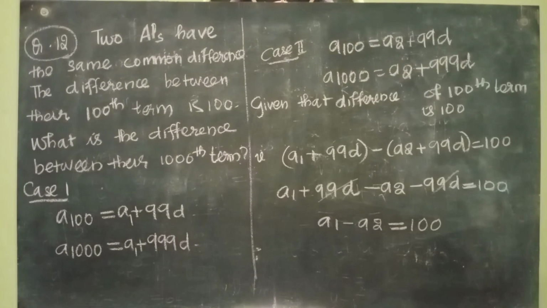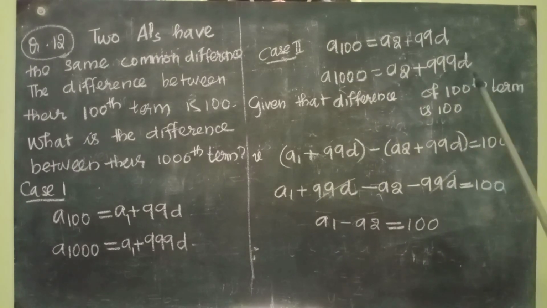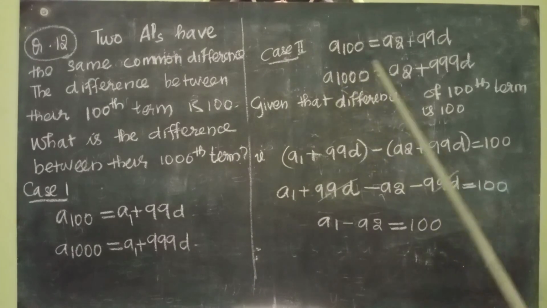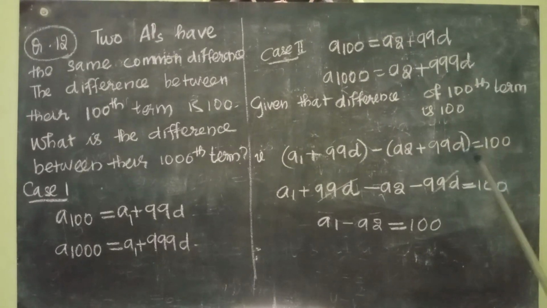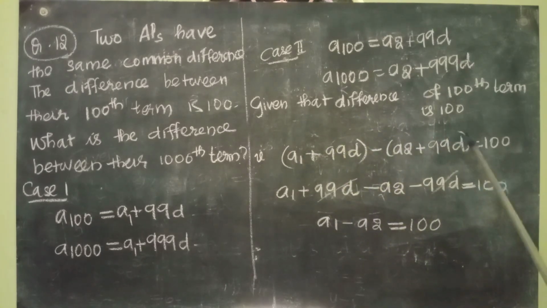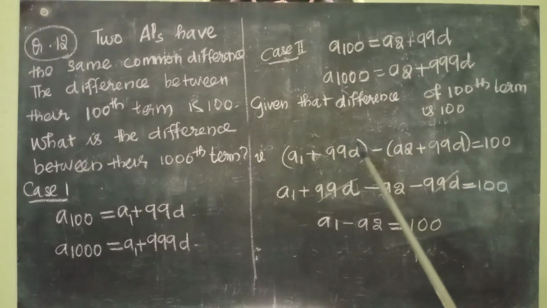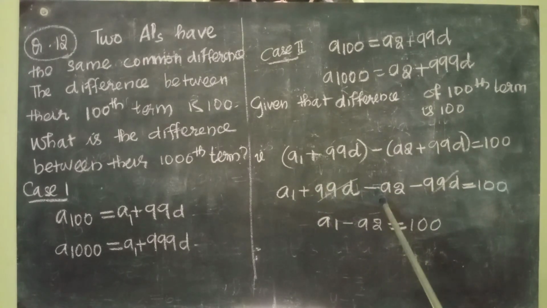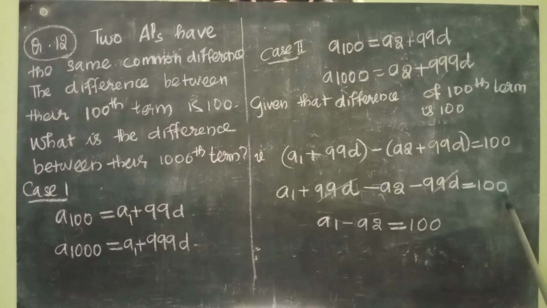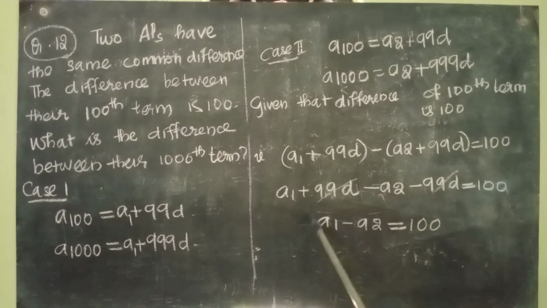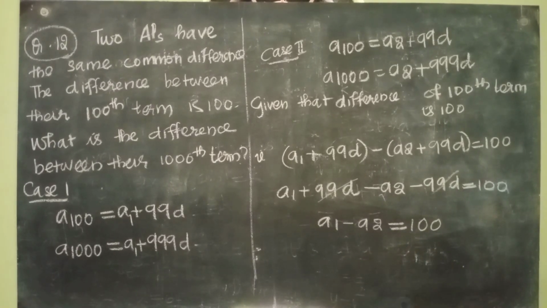In the question it is given the difference of 100th term is 100. So we can write (A1 plus 99D) minus (A2 plus 99D) equal to 100, because this is the 100th term of first AP. This is the 100th term of second AP. So we can remove the bracket here. A1 plus 99D minus A2 minus 99D equal to 100. Plus 99D and minus 99D cancelled and we get A1 minus A2 equal to 100.